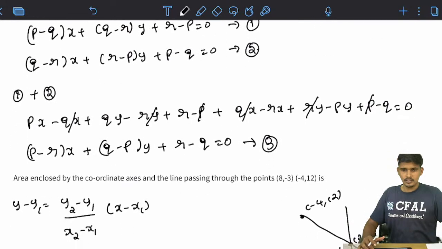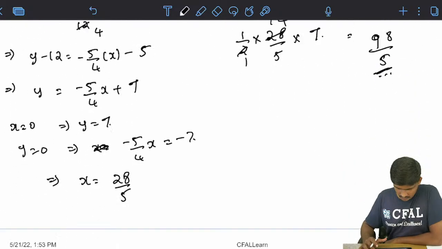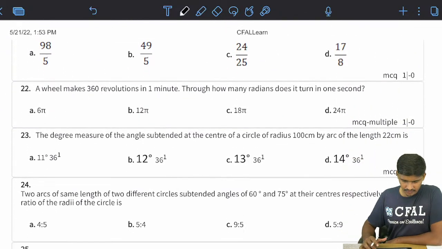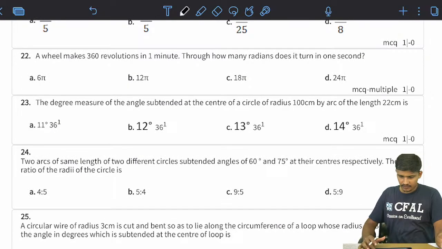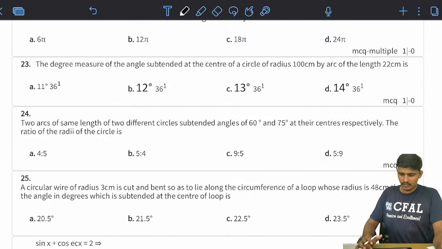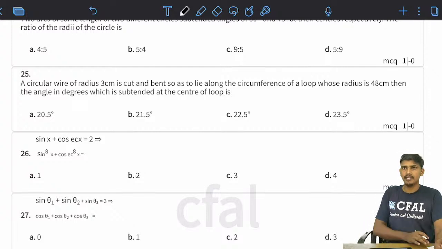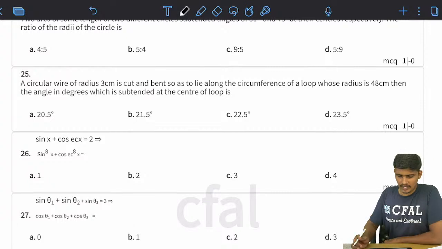Okay, so the next question is question number 25. We'll go for the 25th question. No, 26th question. Very interesting. If sin x plus cosecant x is equal to 2, then what is the value of sin power 8x plus cosecant power 8x? What is the value of sin power 8x plus cosecant power 8x? What can we do? Let's see.